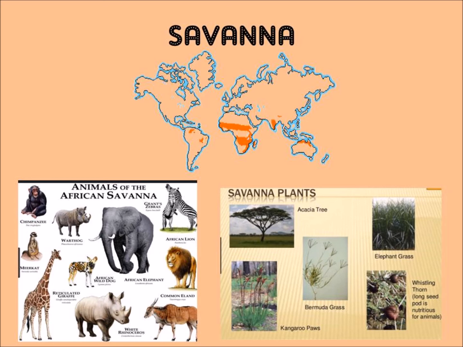The animals that we can find in the African savanna are rhinos, giraffes, lions, zebras, monkeys, etc. And one of the most famous plants that we can see is the acacia tree.